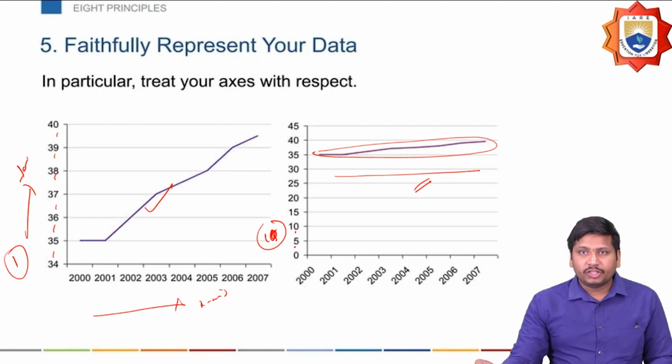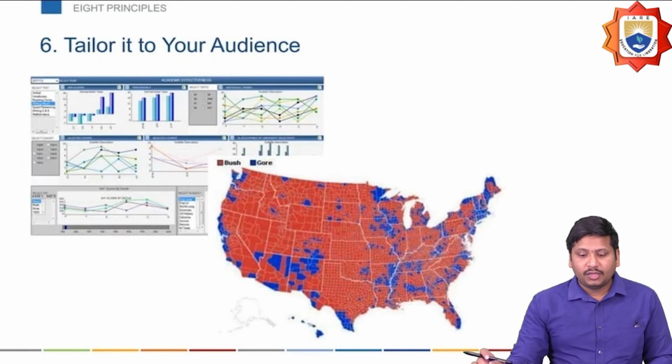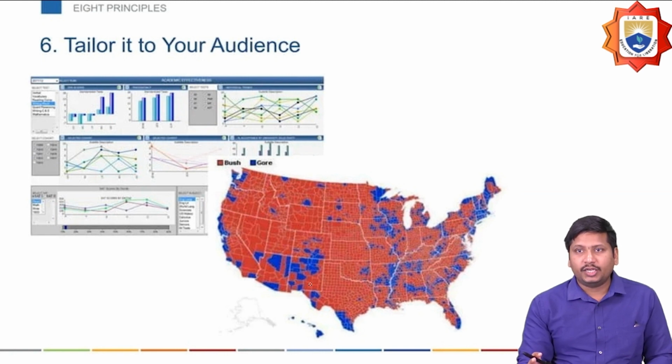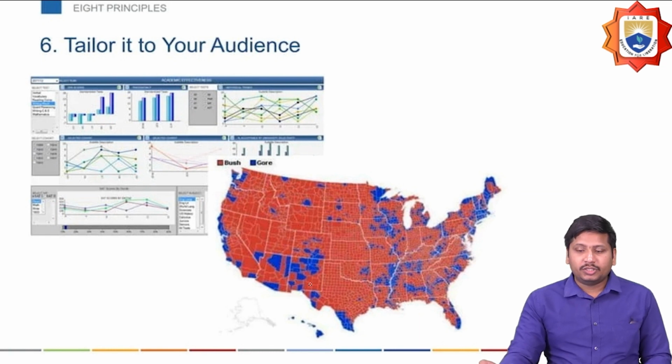So that is the fifth principle of data visualization. And next one is tailoring it to your audience. For that, I can use some paintings or brushes like this, so that we can clearly show the audience what the data exactly is. So tailoring it to the audience is the other kind of principle.